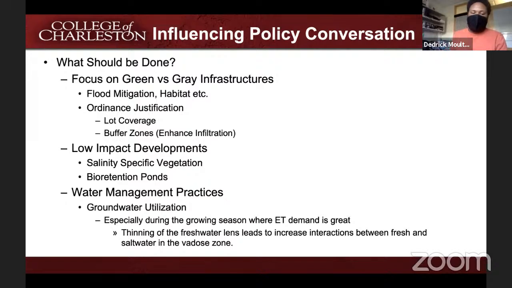In terms of water management practices, there needs to be a limitation on how much of the groundwater is being used for irrigation, say when the evapotranspirative demand is the greatest, which I showed earlier was actually during the wet season when lots of vegetation is growing. Instead, using different resources, say like the surface level resources, to water in those situations, because thinning of the freshwater lens can lead to increased interaction between fresh and salt water, and we don't want to see that.